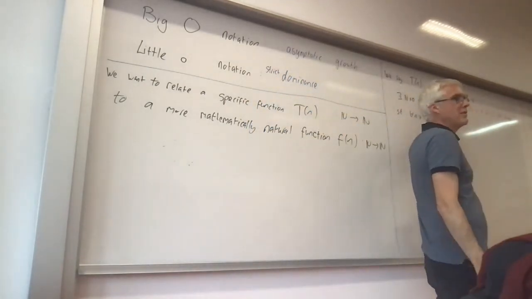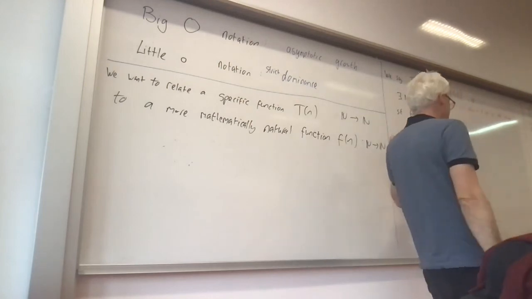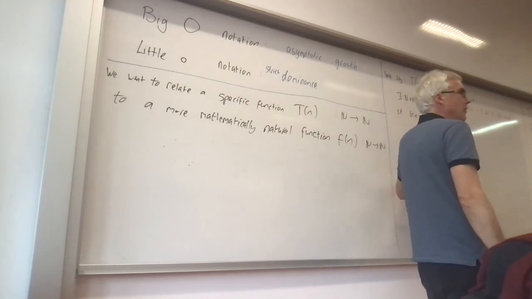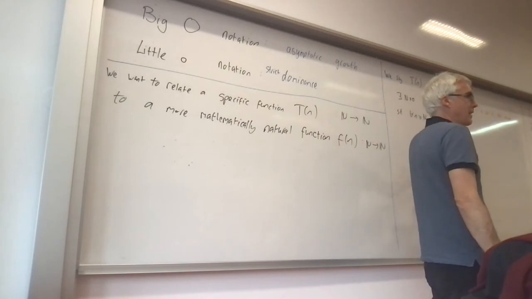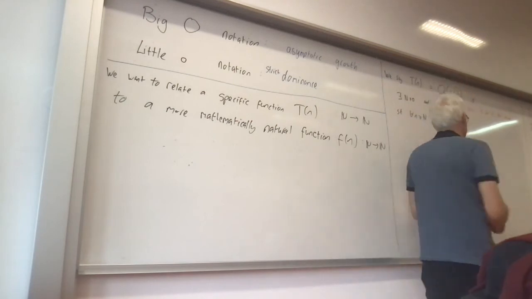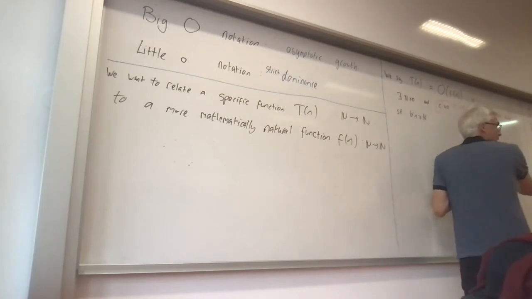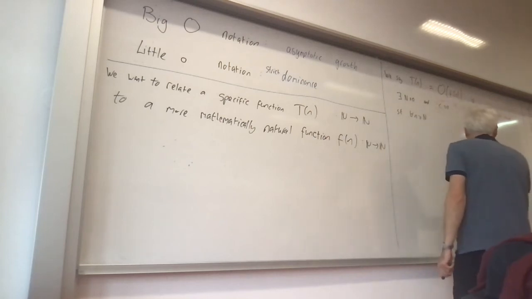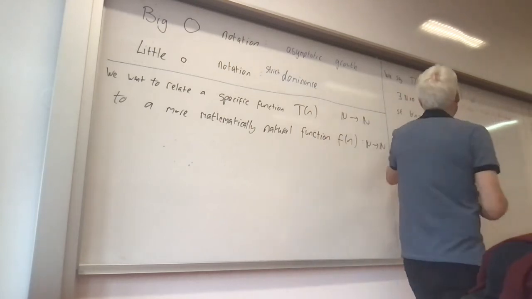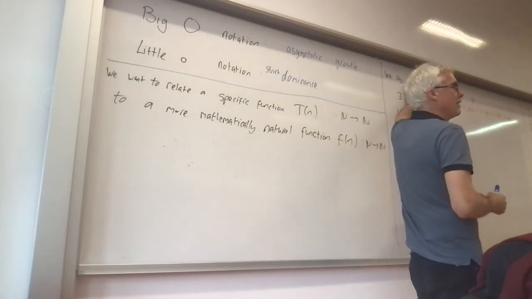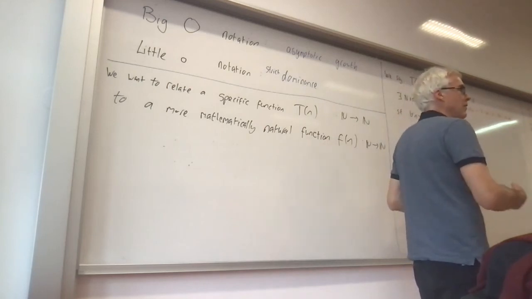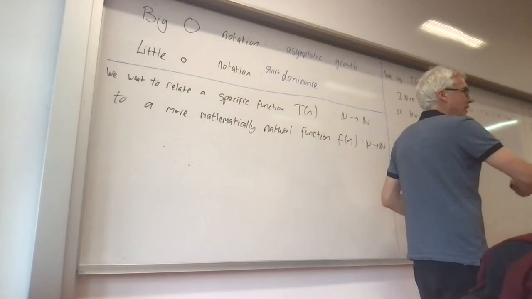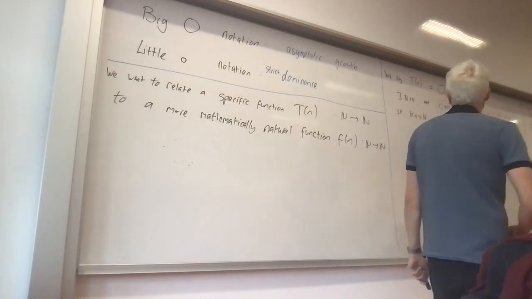The big O notation allows you to say T of n grows either more slowly or at the same rate as f of n. So, for example, a linear function will grow at the same rate as the identity function n. Little O notation says T of n grows strictly more slowly than f of n. So f of n really shoots up faster than T of n. So it's strictly dominated by f of n.